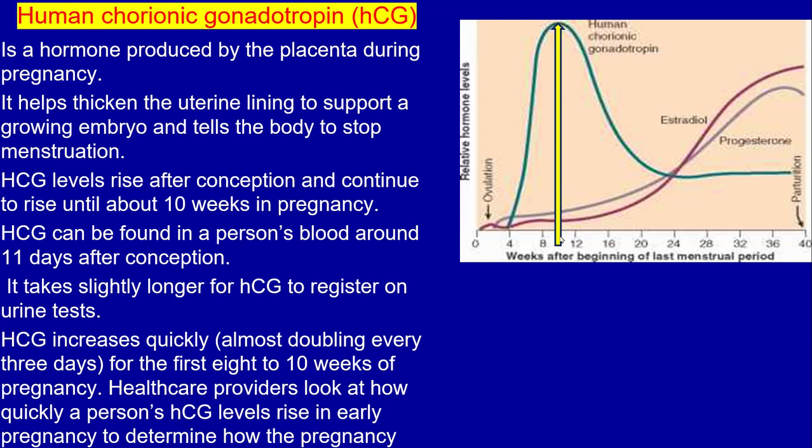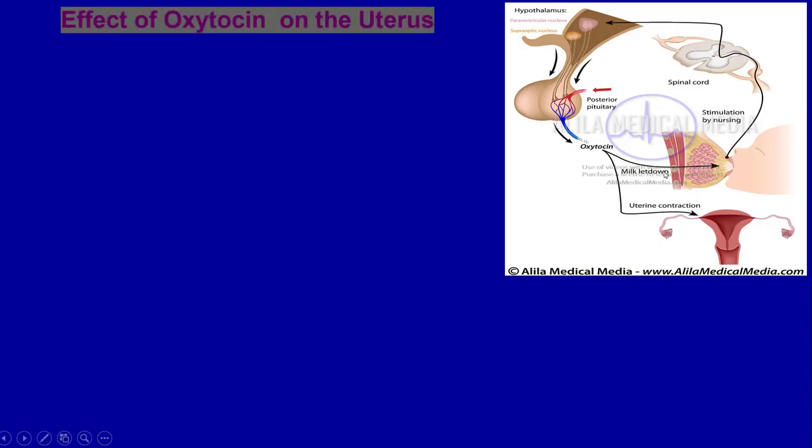Healthcare providers look at how quickly a person's HCG level rises in early pregnancy to determine pregnancy. This is the increase in the level of HCG up to the 10th week of pregnancy, and after the 10th week there is a decline in the concentration of this hormone.